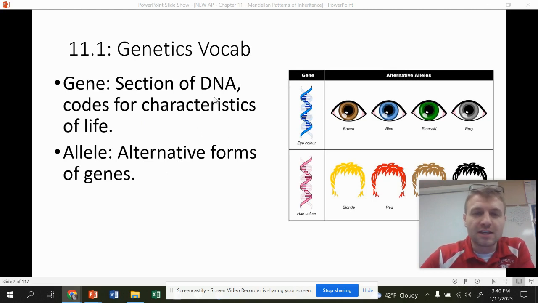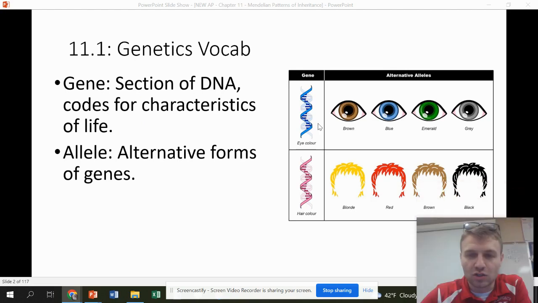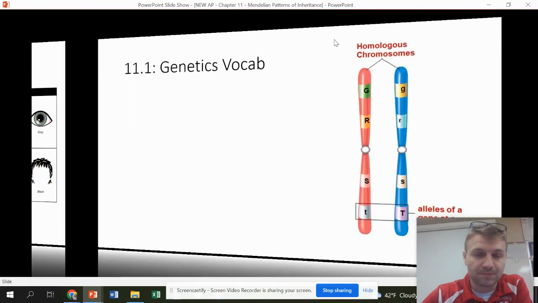So gene, this is a section of DNA. It codes for a characteristic of your life. You can see here our genes code for some characteristic. Now, there are different forms of these genes. You can see here we have different eye colors or different hair colors. Basically, I give the analogy that genes are like a shirt and the alleles are like the colors of shirts. So everyone has a shirt on, but everyone might have a different form of that shirt or different color of that shirt. So again, genes, section of DNA, they code for something in life. Alleles are just different versions of those genes.